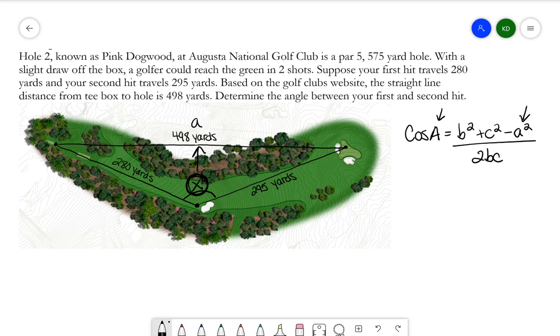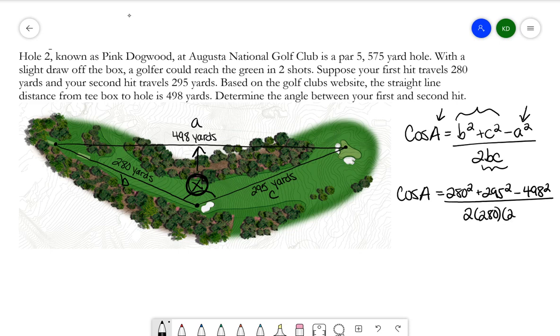When you go to label B and C, these ones don't really matter because I can add in any order and I can multiply in any order, because those two operations are commutative, meaning that I can do them in either order. So when we go to plug these in, let's just use this one as B and let's use 295 as C. So cosine of A is equal to B squared, so 280 squared, plus 295 squared, minus 498 squared, and we'll divide this by 2 times 280 times 295.